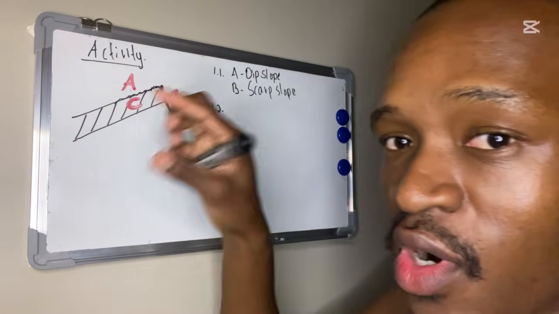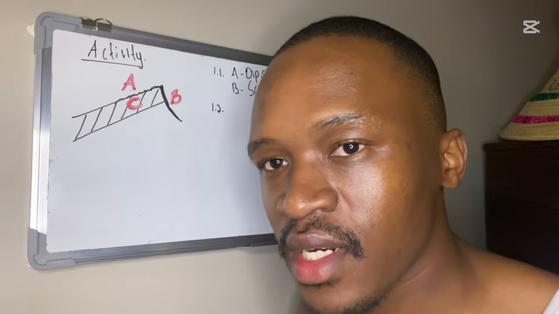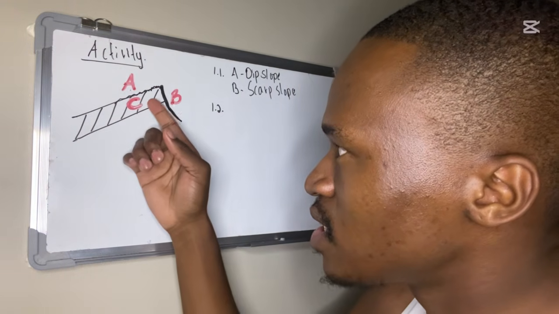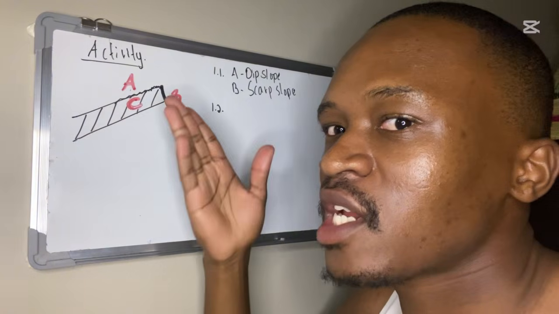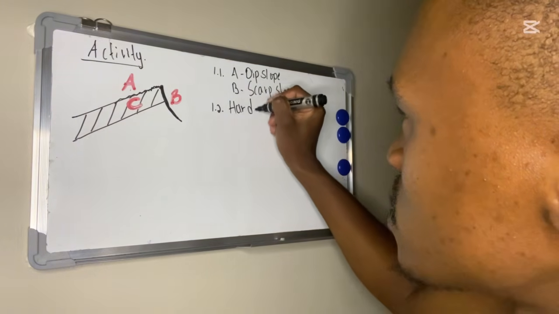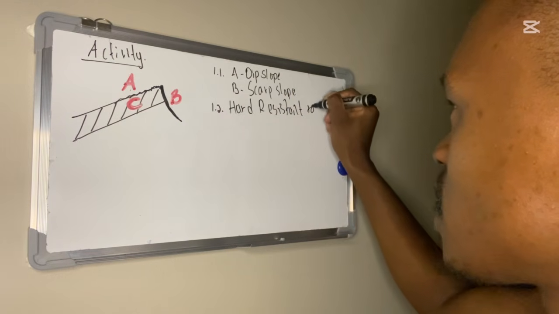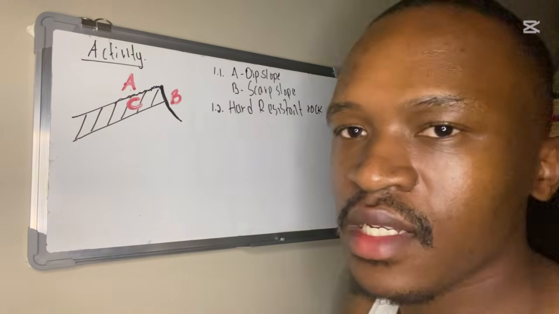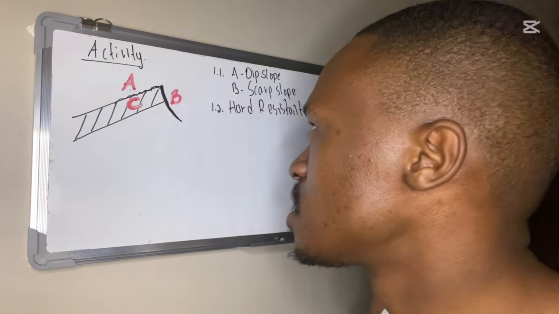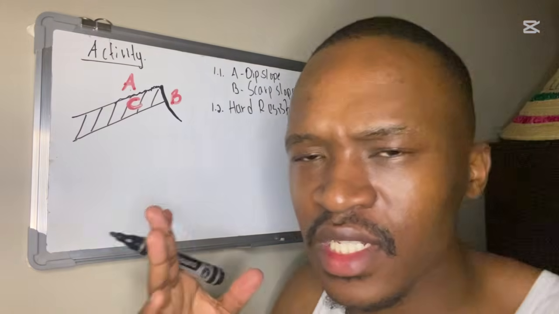I've been saying it throughout the video. This is the hard resistant rock. It's a hard rock, right? So that's the characteristic of this part labeled C. We know this is a rock, but what can you tell me about the rock? It is a hard resistant rock. That's how you give a characteristic. It's like you are describing it. It's a hard resistant rock. That's one characteristic.